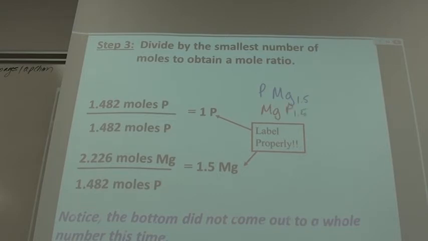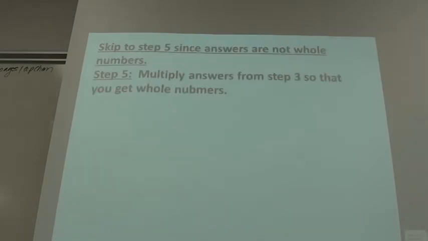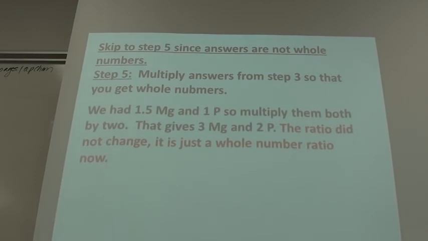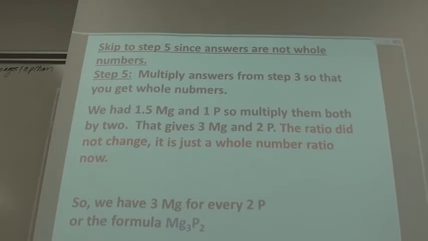So this is what I would do. It's not good yet because you need a whole number. What do you suggest I do? Round to 2. Can't round to 2. Multiply by the lowest common factor. Like the formula, we know the formula should be Mg3P2.